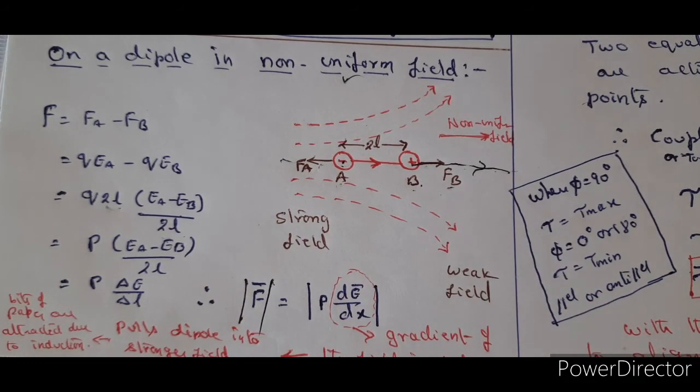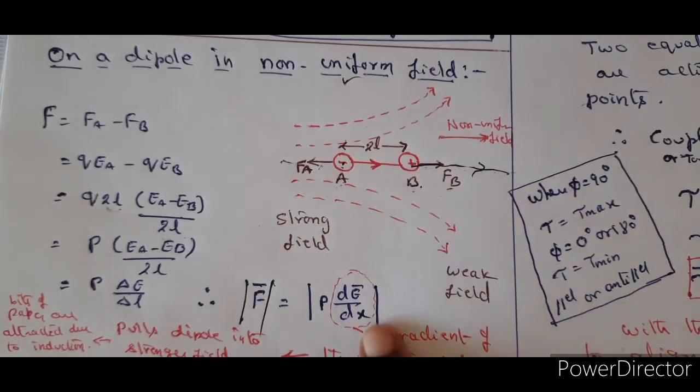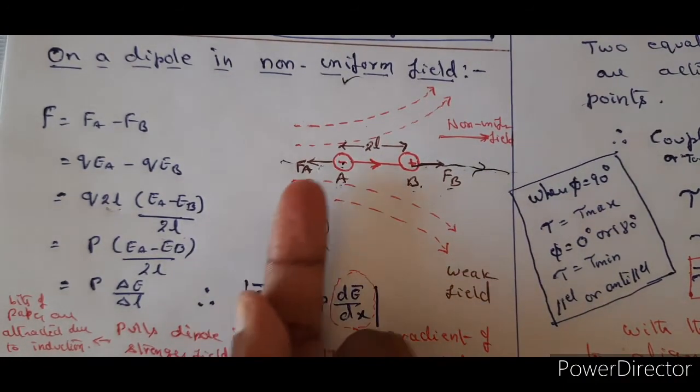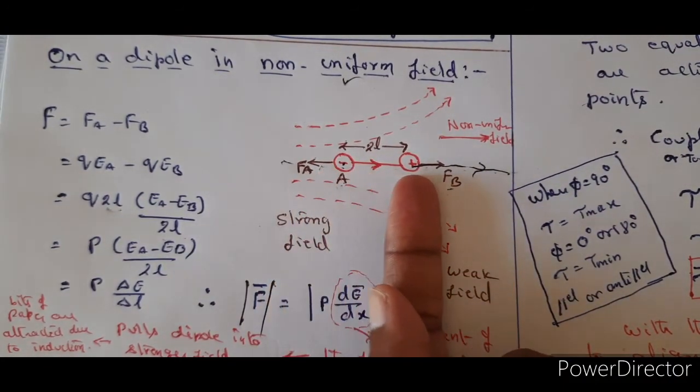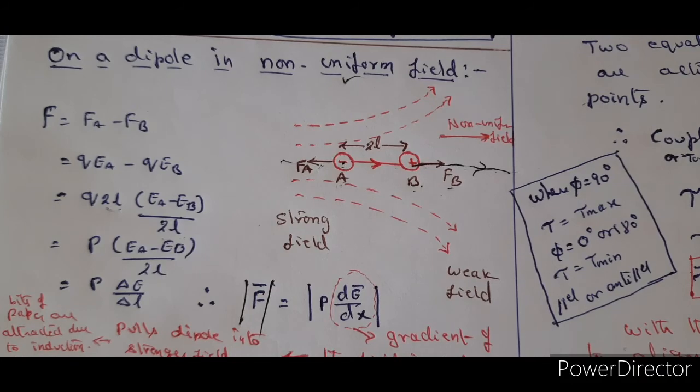So what is this dE bar by dx? dE bar by dx is called the gradient of the field in the x direction. Here it is in the x direction. So instead of dL, we are taking x, because the electric field strength is changing in this direction. Therefore dE by dx is the gradient of the electric field in the x direction.